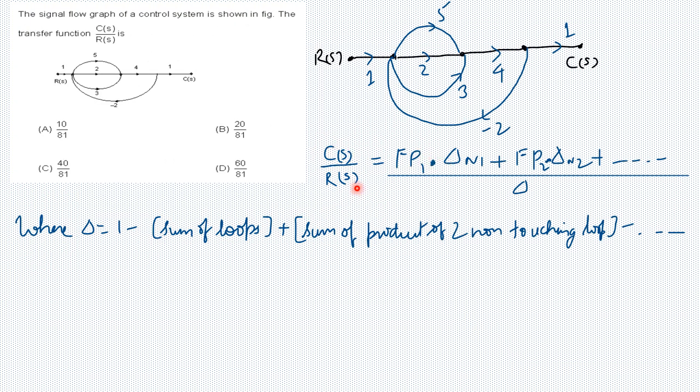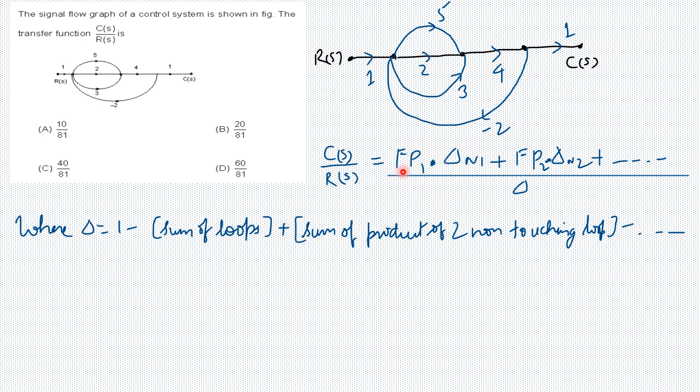So Mason's gain formula is C(s) over R(s), that is the transfer function of the system, equals Fp1 into delta n1 plus Fp2 into delta n2 plus so on, divided by delta, and this delta is given as 1 minus the sum of loops plus the sum of products of two non-touching loops minus, and it goes on. Let us break this formula down first.